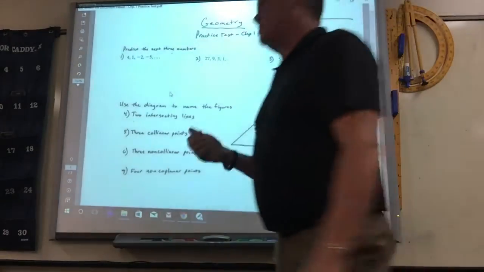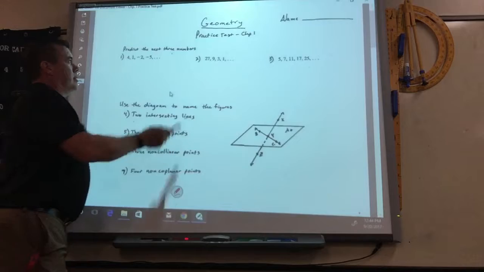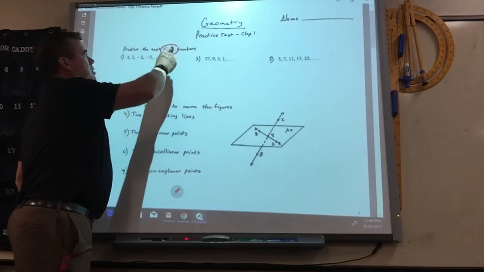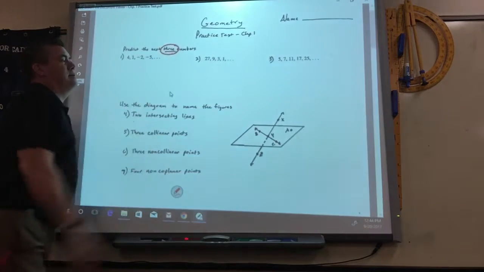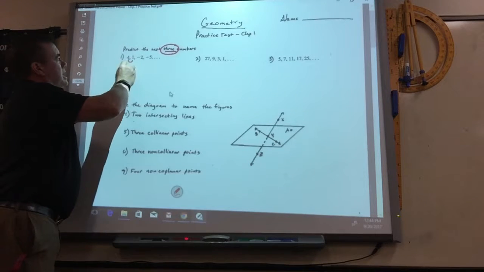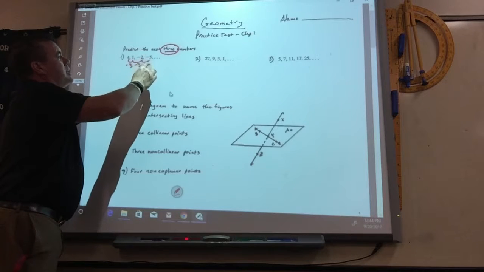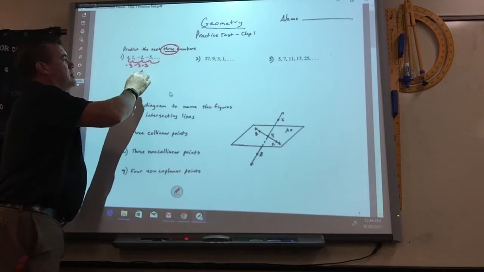Practice test of your test tomorrow. First part, a lot of times the only times people get this wrong is they forget to do 3 numbers, like it says. The pattern is it goes down 3 each time. So the next number would be -8.